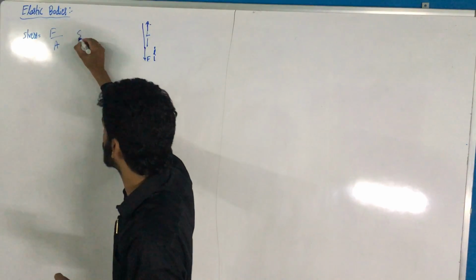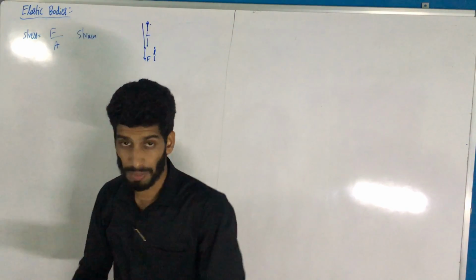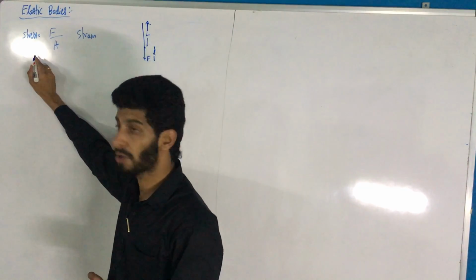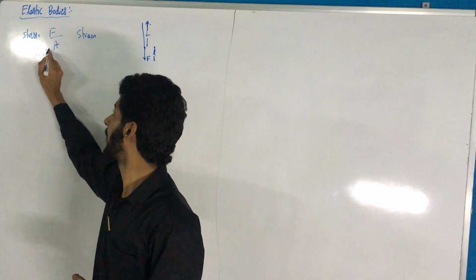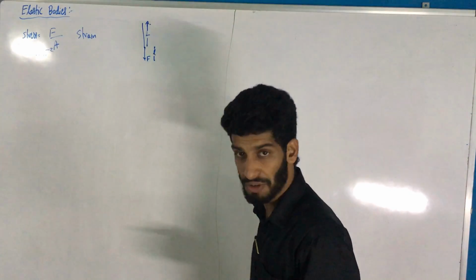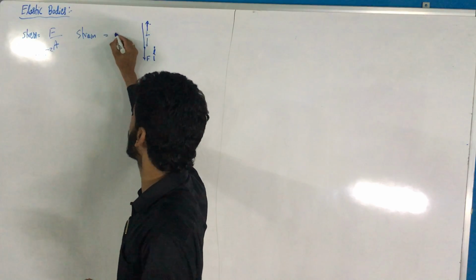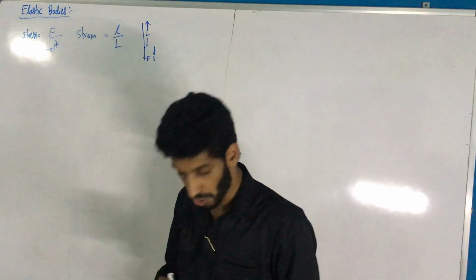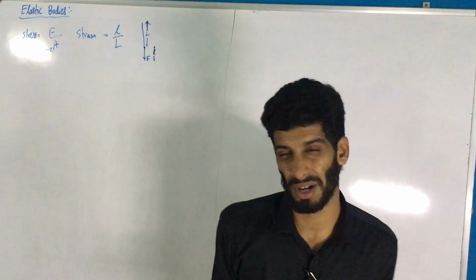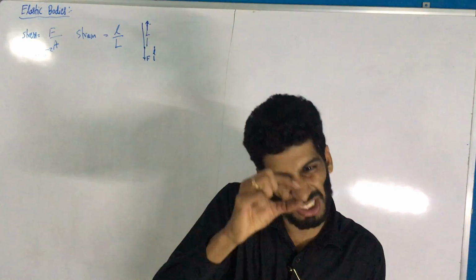On the other side I've got strain, which is purely dimensionless. If I go back to the stress, the unit of stress is force per unit area, Newton per meter square. How about strain? Strain is a technical word which is defined as the change in length divided by the original length. So whenever there is an external force applied to the elastic body, there is a change in length. Additional length is small l.